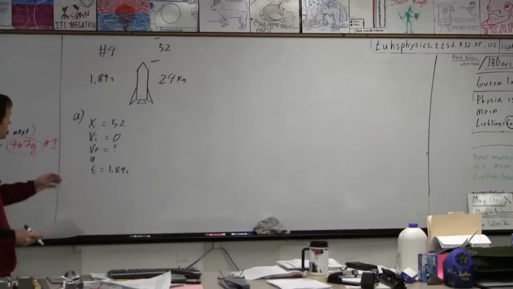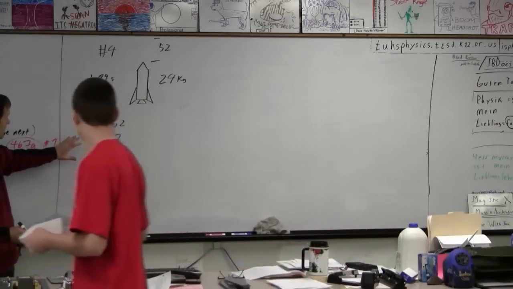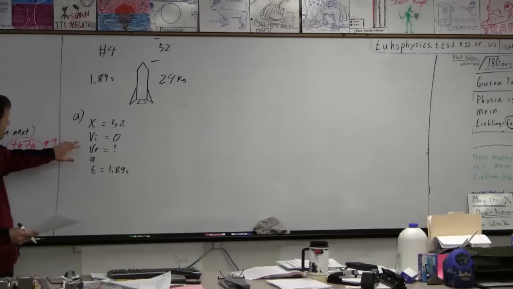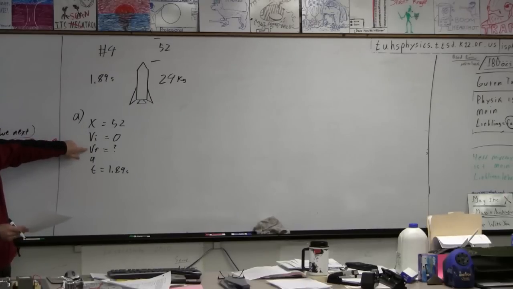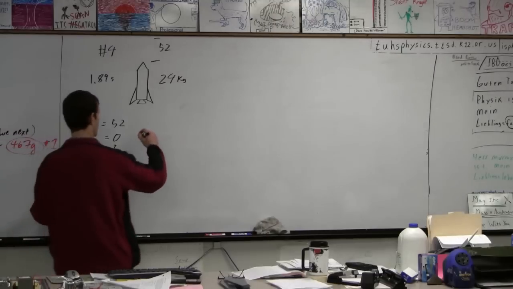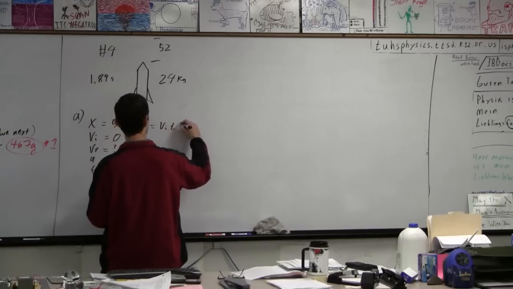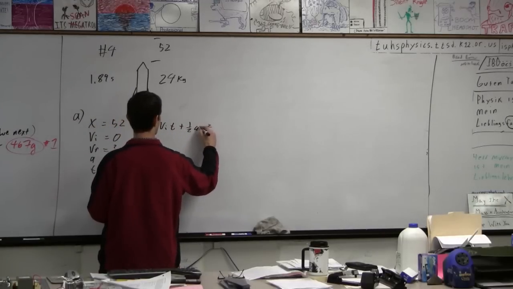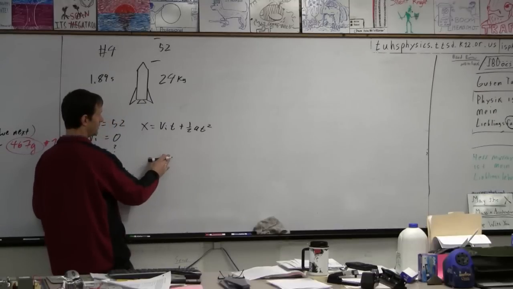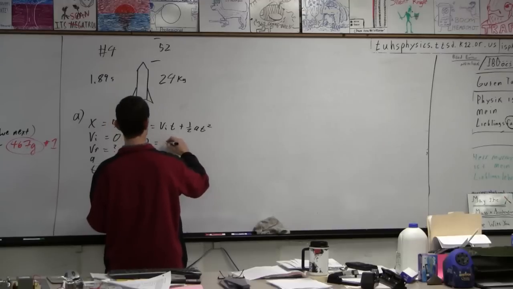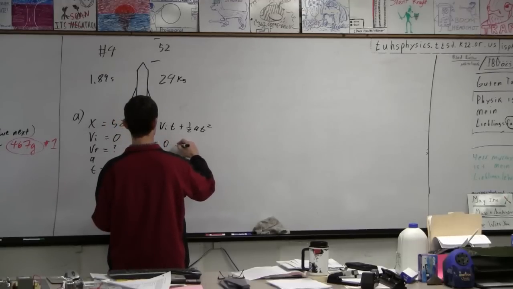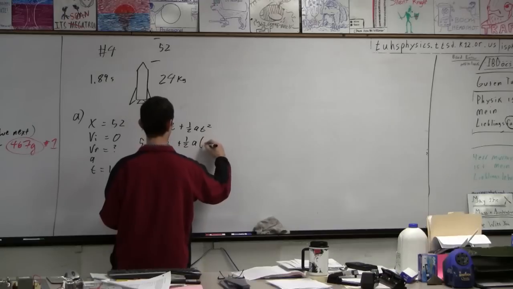And then what do we want to do? Vf equals vi plus at. Does that work? I don't think that works. I think we need something with x. We need one that has no vf. Oh, I realized what I did wrong. Is that vit plus 1 half at squared? Is that the one? Yeah. So we want to use x is vit plus 1 half at squared. And I think we can find the acceleration from this, can we? Especially because this guy's 0, right? So I'm going to go 52 is 0 plus 1 half a times 1.89 squared.